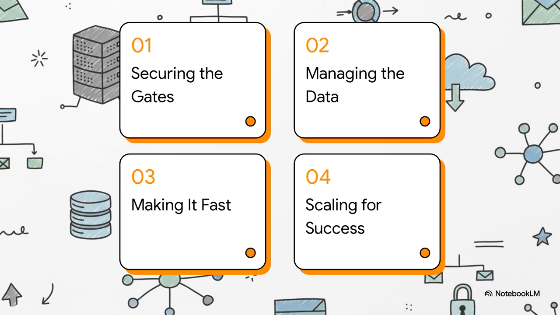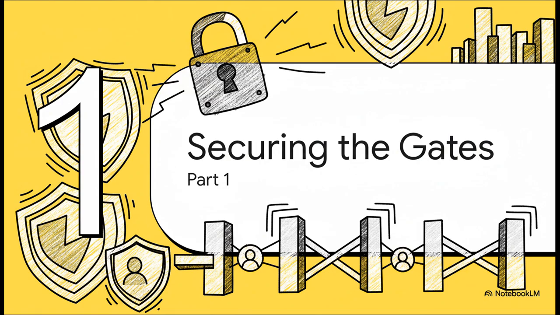All right, so here's how we're going to break this down. Think of it as a journey. First, we'll talk about securing the gates. Then, we'll dive into how to properly manage our data. After that, we'll focus on making everything feel lightning fast. And finally, we'll look at what it takes to scale for massive success. Okay, part 1, securing the gates.